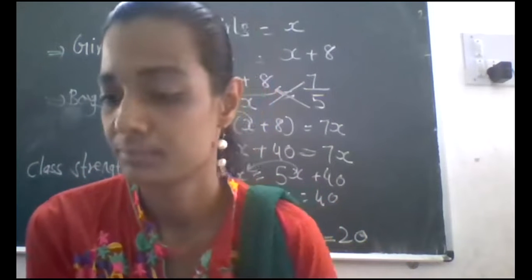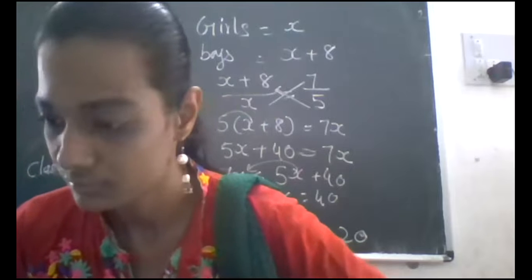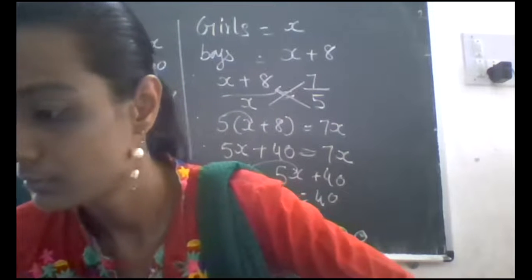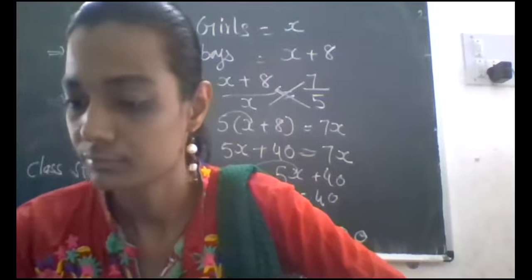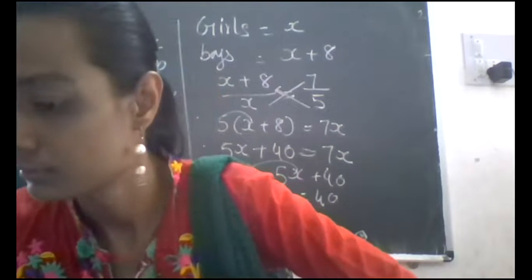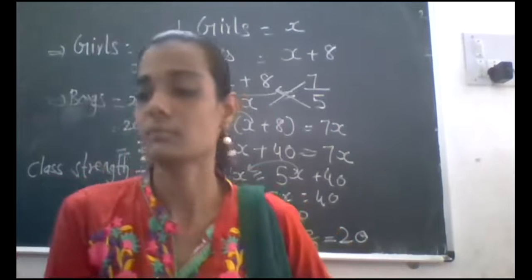Bharat's father is 26 years younger than Bharat's grandfather and 29 years older than Bharat. The sum of the ages of all the three is 135 years. What is the age of each one of them?